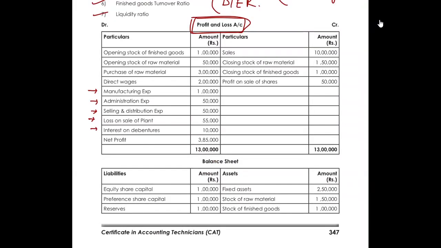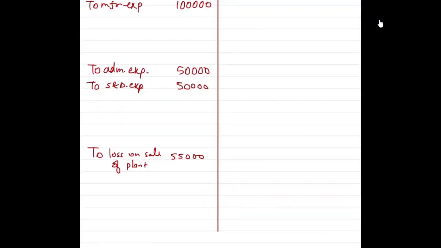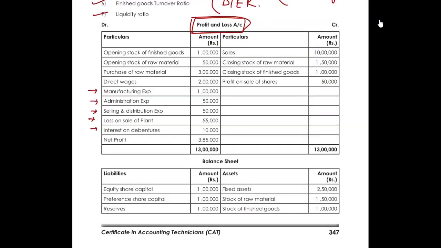Yes. Then we have interest on debentures. So again, interest cost is also not your regular expense, right? That is part of your non-operating expenses. So we have interest on debenture of 10,000. Let us take it further down to interest on debenture, that is 10,000. Then we have ultimately the net profit.